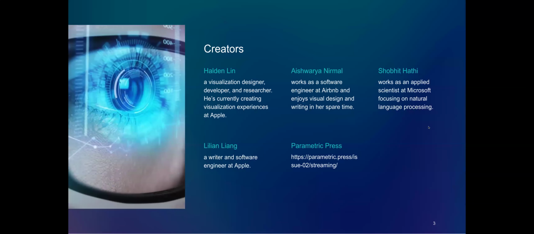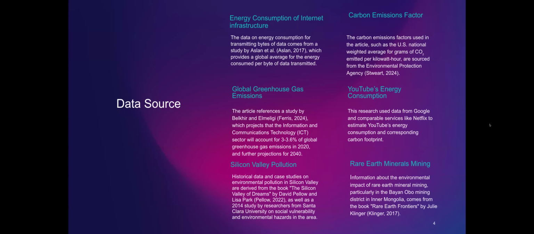in the ICT industry. There are a total of 4 creators for this article, and they all published this article together on the Pudding Press. The data source is made of 6 pieces, which are the energy consumption of the internet's infrastructure, carbon emission factors, global greenhouse gas emission, YouTube energy consumption. And as for the case study, the article used the Silicon Valley pollution and rare earth mineral mining as examples.